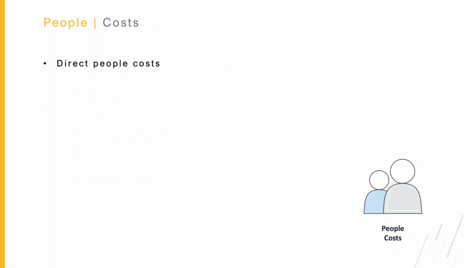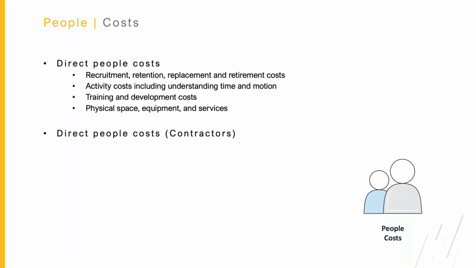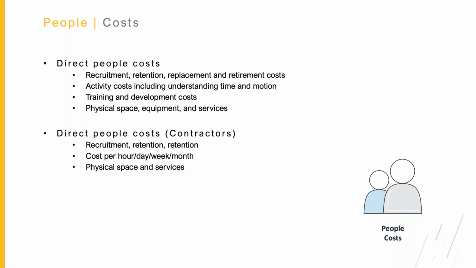Then we get to our people costs. So, your direct people costs, so your employees. So recruitment, retention and replacement, training and development costs. Then you've got the physical space, the equipment they require, services. Then you get to the direct people costs for contractors.